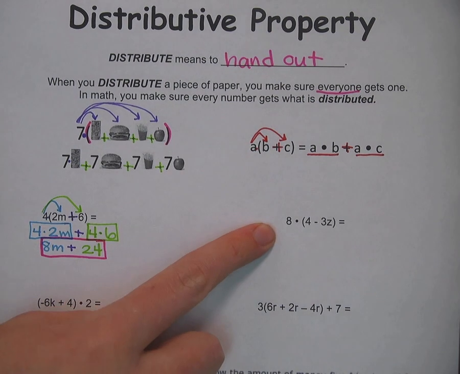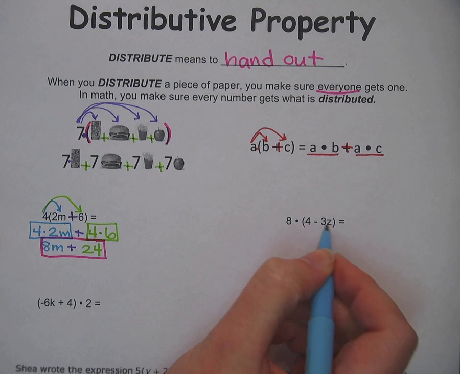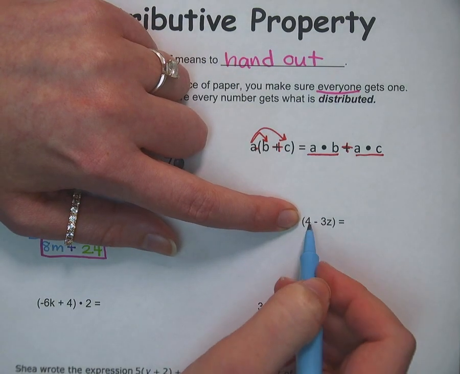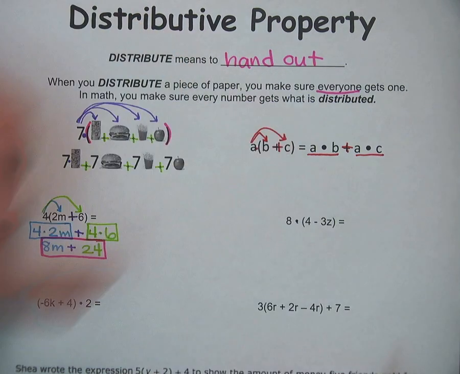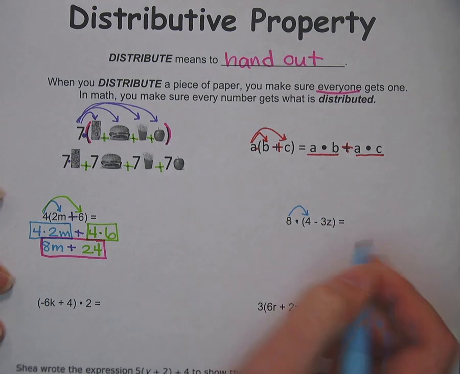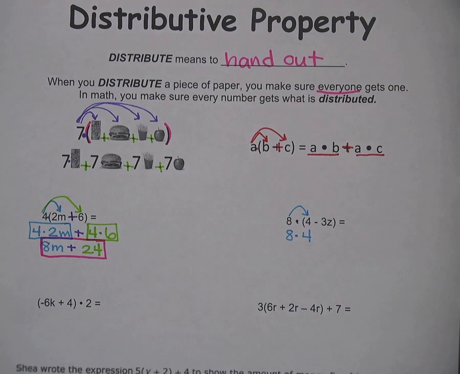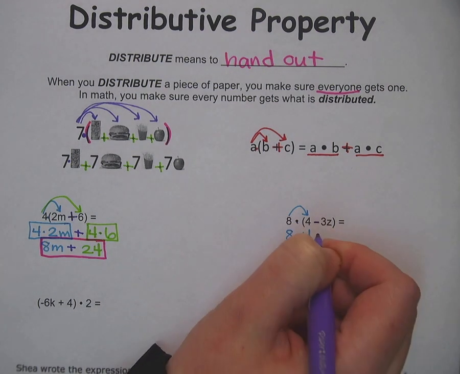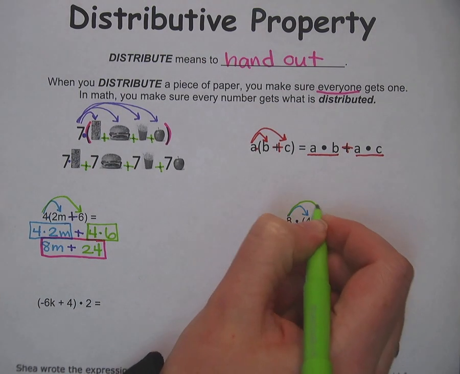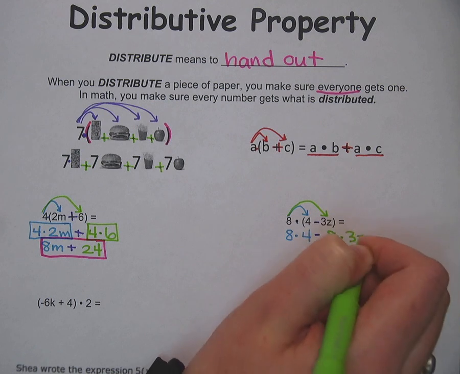Let's look at the next one. I have 8 times 4 minus 3z. Again, if I look in the parentheses, I can't do anything. One has a letter, one doesn't. I have my multiplication there. So I'm going to give my 8 times my 4. So I have 8 times 4. My symbol in the middle does not change, so that minus stays a minus. And then I am going to give my 8 to my 3z. So I have 8 times 3z.